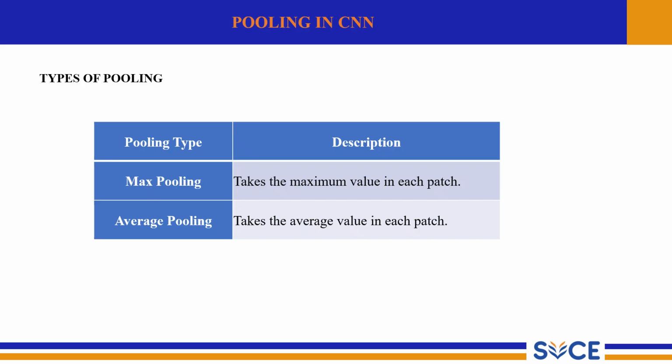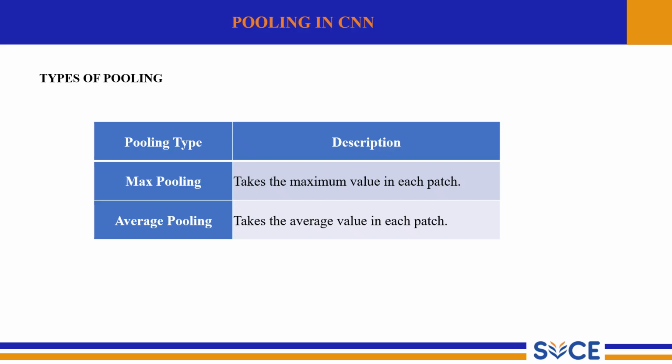So this operation retains the most prominent feature in that region, such as a strong edge, corner or texture, while ignoring weaker signals. So max pooling is particularly effective at emphasizing distinctive features and making the network more robust to small changes in the input. Then the second one is average pooling.